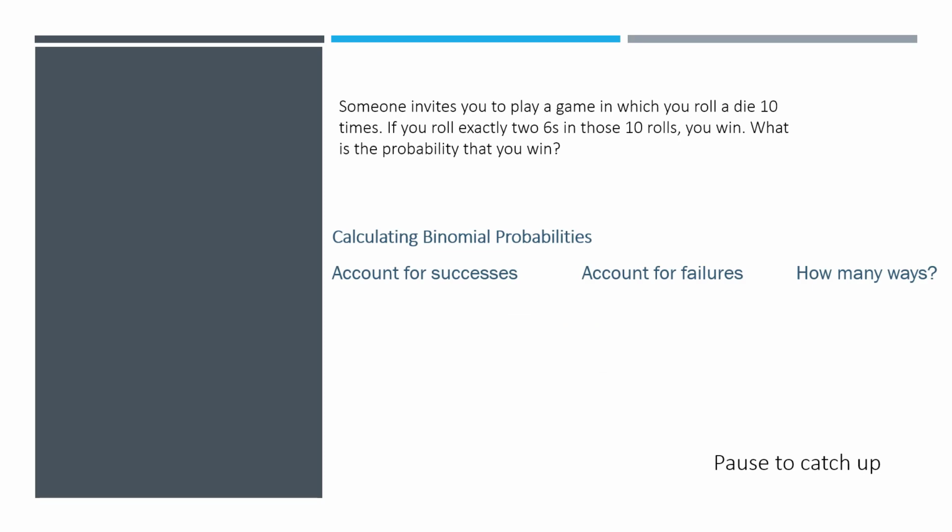Now that we know we have a binomial setting, how do we calculate the probability of getting exactly 2 sixes in 10 rolls? Well, there are 3 steps. We want to account for successes, account for your failures, and determine how many ways you can get the outcome you are looking for. Let's first talk about the successes. We want exactly 2 sixes, and each one has a 1 in 6 chance of showing up on the die.